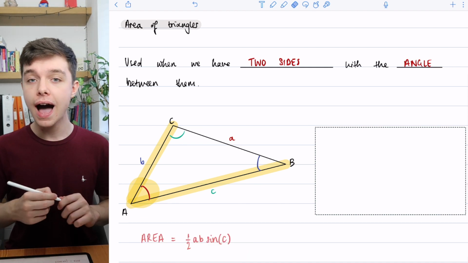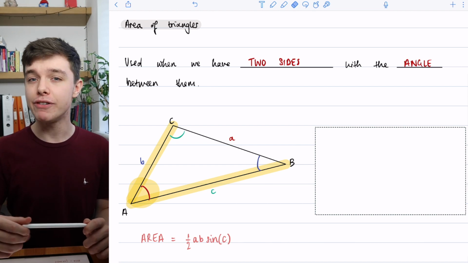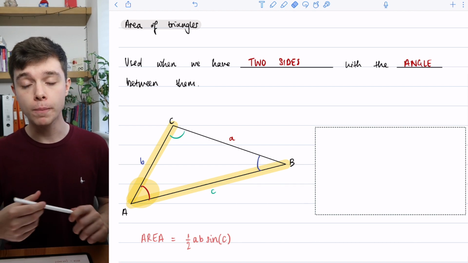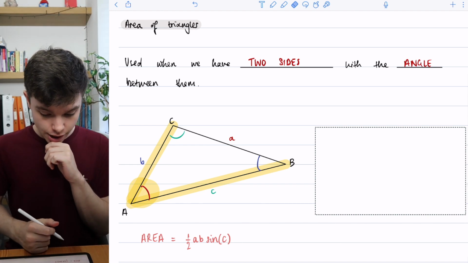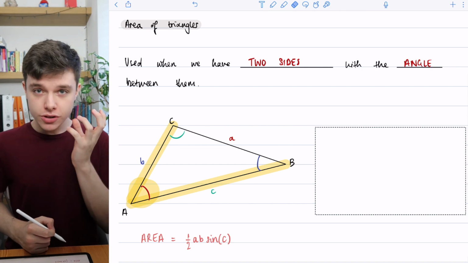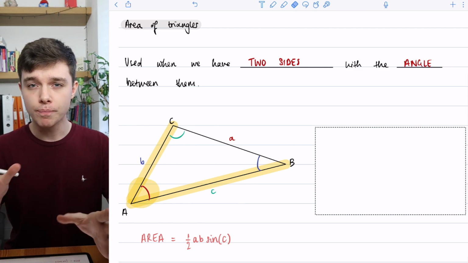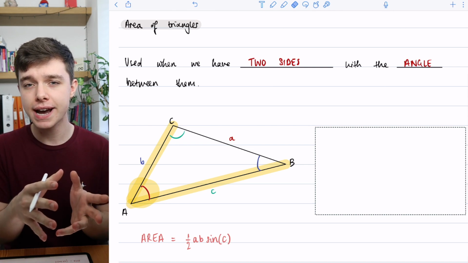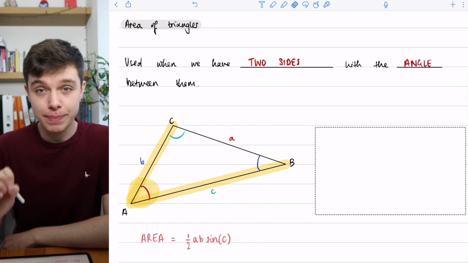formula. Half AB sine C. That's the area for a non-right angled triangle when you have two sides and the angle between them. So what I want to just highlight though is that the formula works for every triangle, but your side A and your side B and angle C may not actually be side A, side B and angle C.